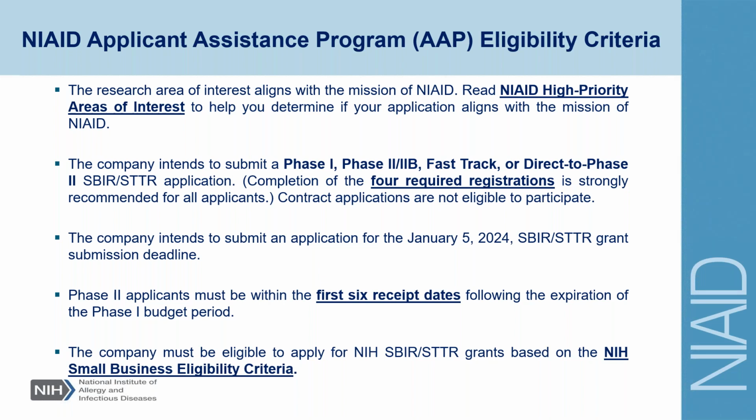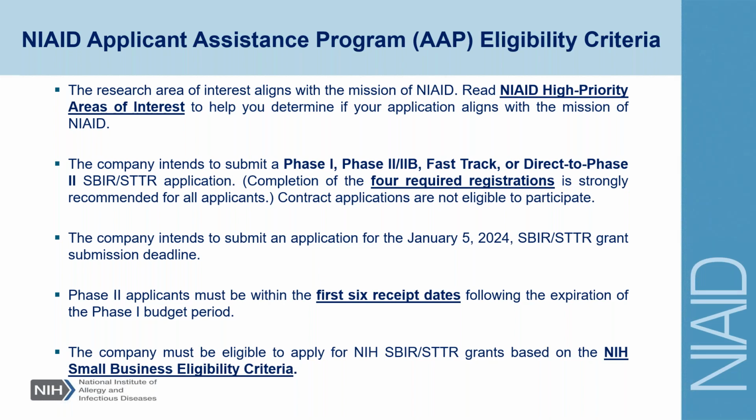And your company must intend to submit a phase 1, phase 2, 2B, fast track or direct phase 2 SBIR, STTR applications. We do recommend that you complete your full required registration, but it is not a requirement to participate in AAP. We also want to emphasize that the SBIR STTR contract applications are not eligible to participate in this program. So the current upcoming cycle 2 of AAP is intended for company plans to submit an application for the January 5th, 2024 SBIR STTR grant submission deadline.